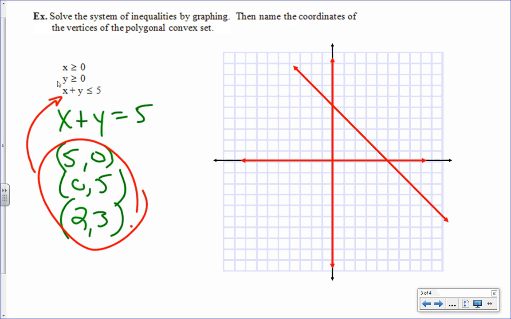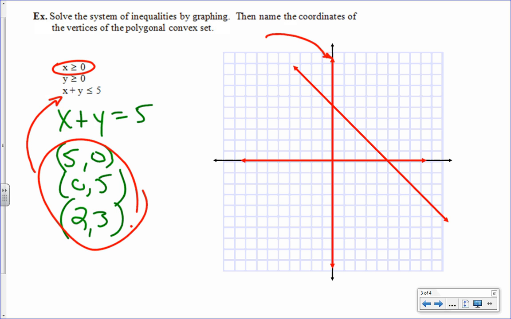So for this first one, you have to remember which line it is first off. It is that line, correct? So we need to test a point. Can I try 0, 0 as a test point this time? No, I want to find out if the solutions are to the right of that line or to the left, and 0, 0 is on that line. So that's not right or left, so you just have to pick something else.